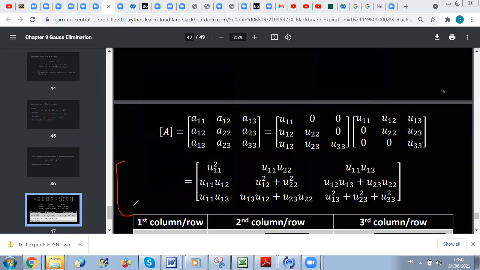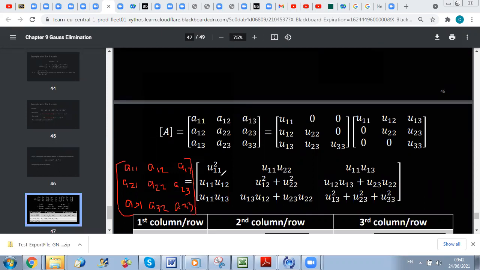So A is what? Matrix A is A11, A12, A13, etc. Okay, A21, A22, A23. So now I can compare and I can deduce what should be the values of my U's. Okay, so this is A31, A32, and A33. If you do a small comparison now, you will be able to calculate all your elements.